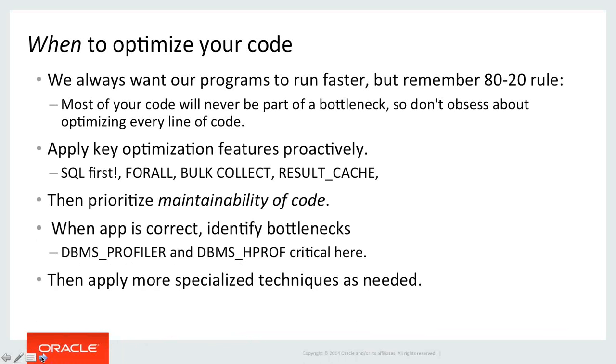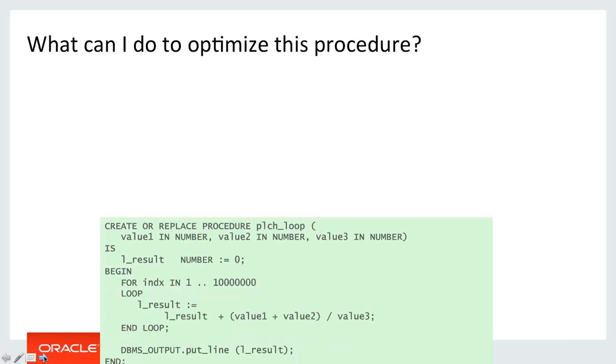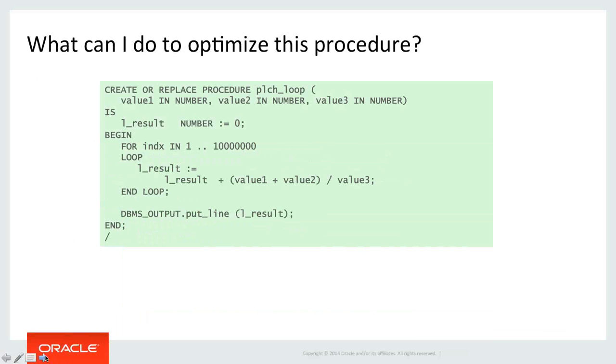So what can I do to optimize the following procedure? Let's take a look at an exercise. Here's a piece of code. The Pilch loop procedure takes in 3 different values, all in parameters, and obviously it's a pretty dumb program. It loops through those million iterations, or is it 10 million iterations, and calculates a summed up result, which is always the previous result plus value 1 plus value 2 divided by value 3.